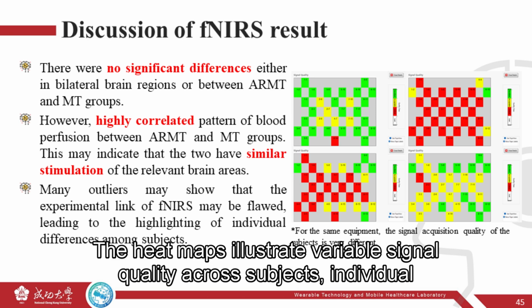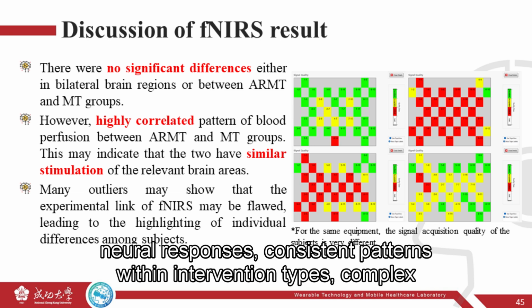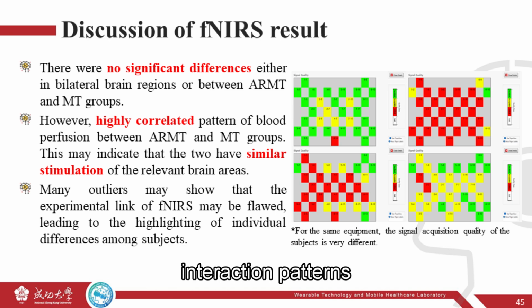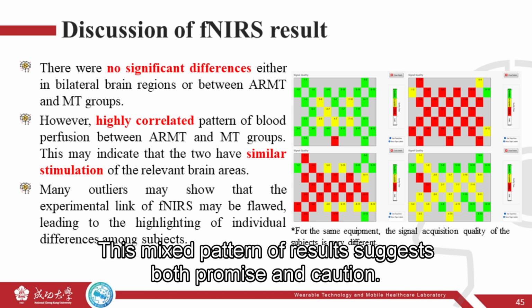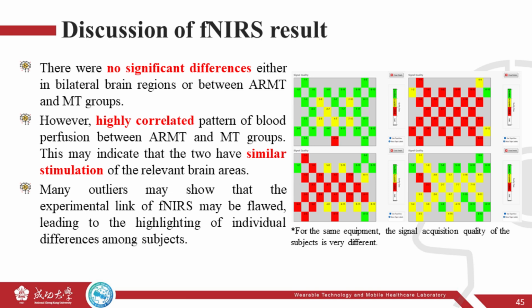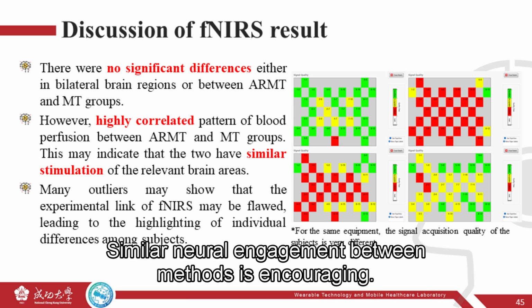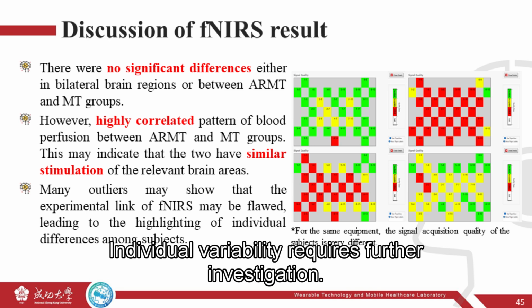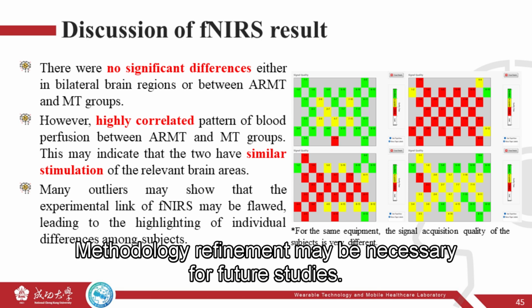The heat maps illustrate variable signal quality across subjects, individual differences in neural responses, consistent patterns within intervention types, and complex interaction patterns between brain regions. This mixed pattern of results suggests both promise and caution. Similar neural engagement between methods is encouraging. Individual variability requires further investigation. Methodology refinement may be necessary for future studies.